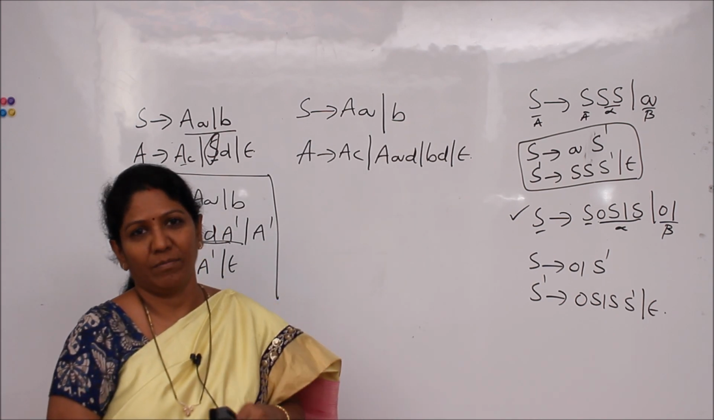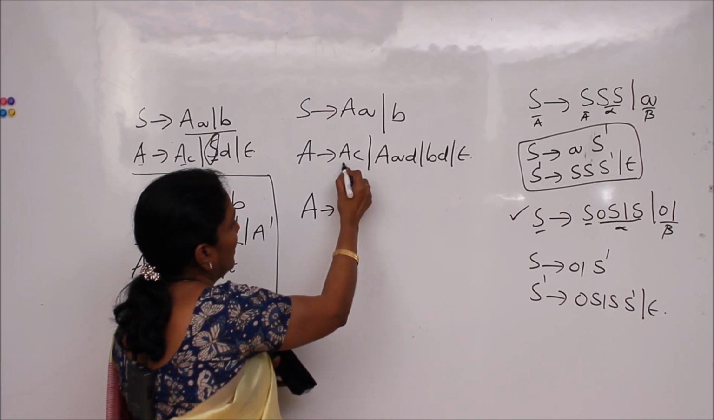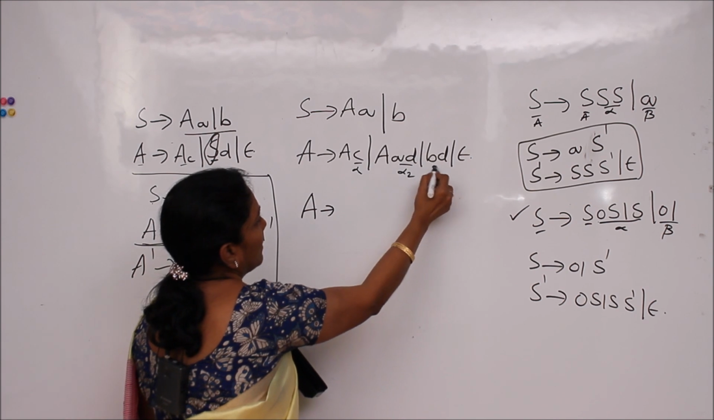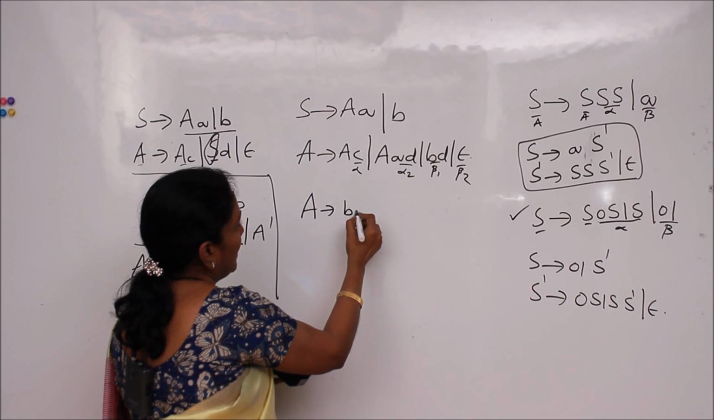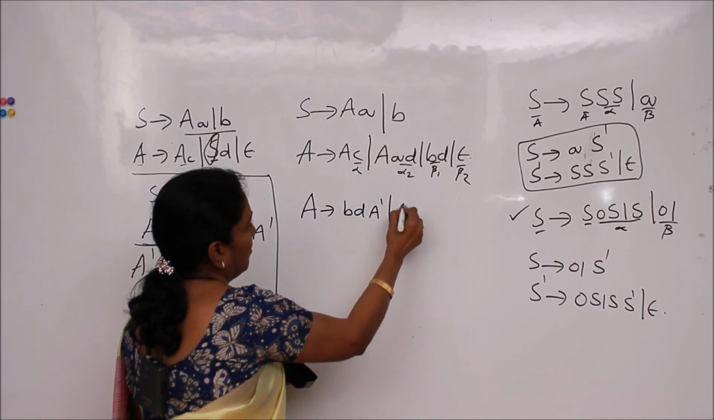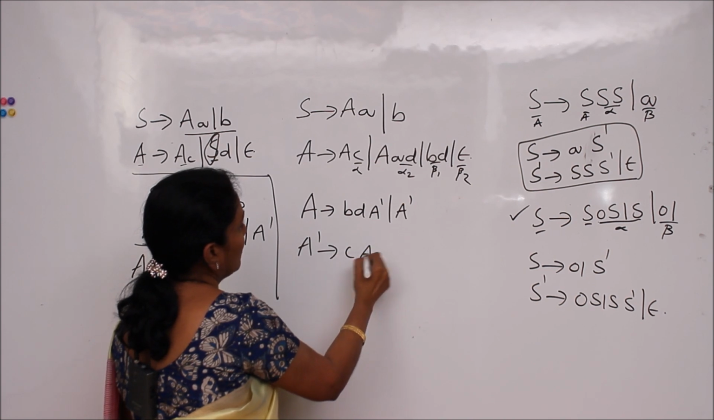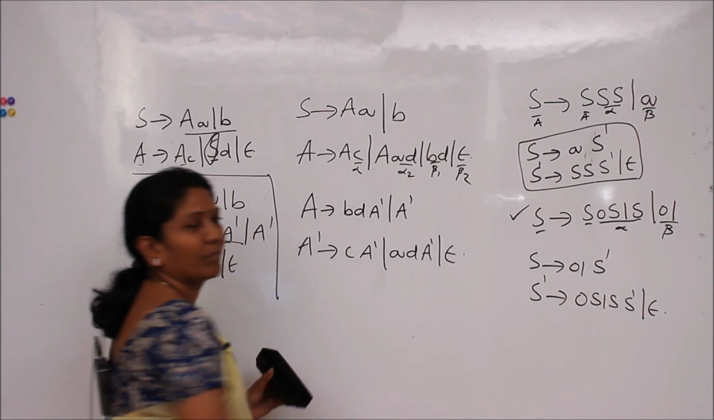Now apply that formula. So if you apply the formula, what do we get? A can be A alpha 1, A alpha 2, alpha 1, alpha 2, beta 1, beta 2. So A to beta 1 A' | beta 2 A', and A' to alpha 1 A' | alpha 2 A' or epsilon.